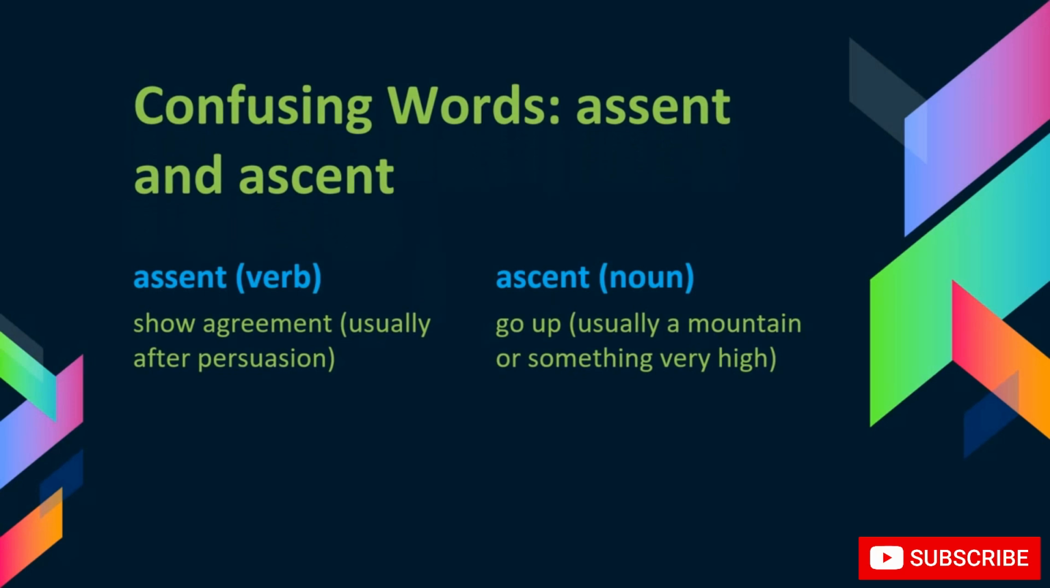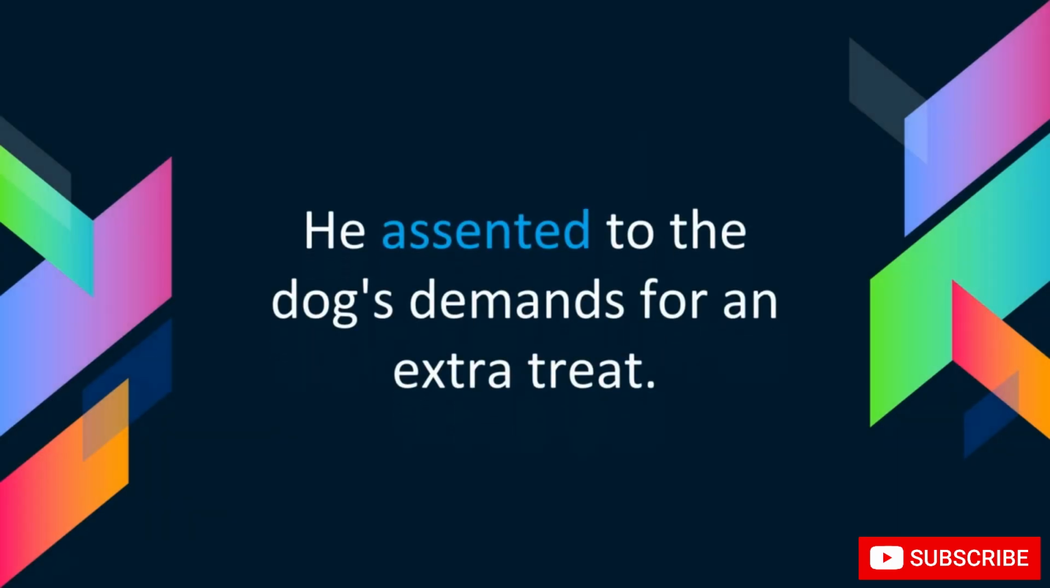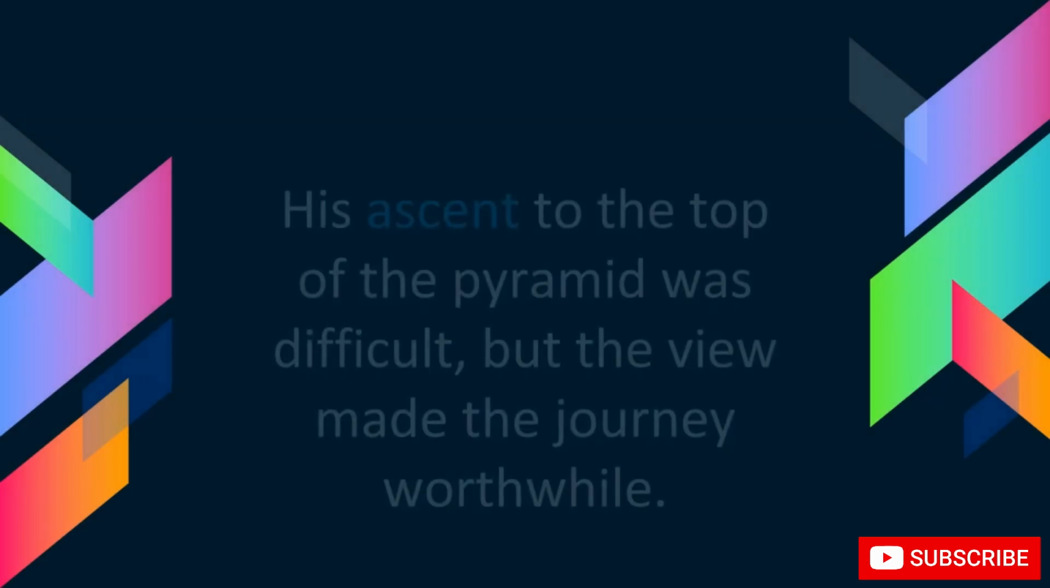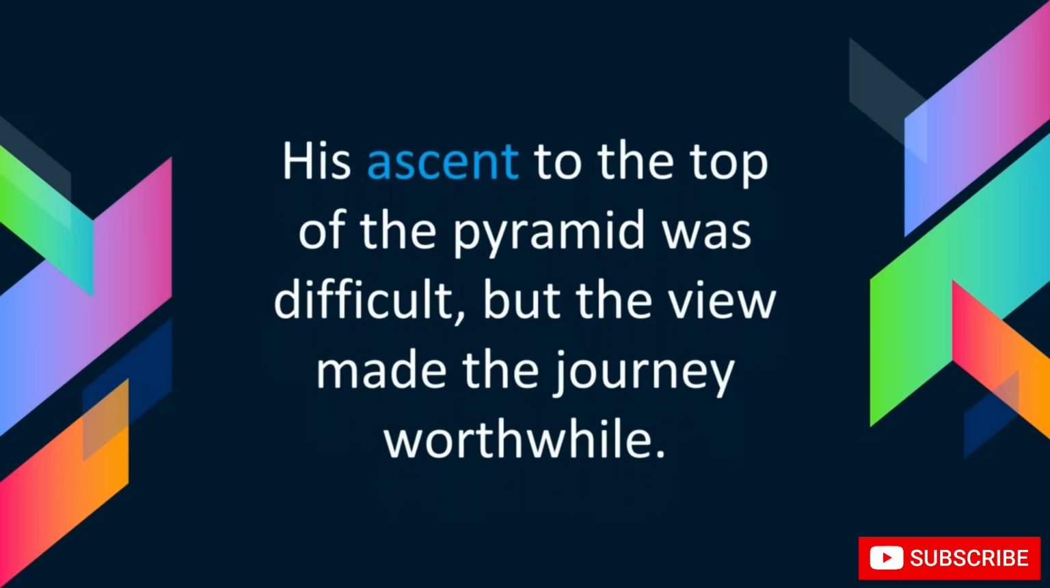And now we have our confusing words of the day, the verb assent and the noun ascent, which are spelled differently. As a verb, assent means to show agreement, usually after some persuasion. As a noun, ascent means to go up, usually a mountain or a pyramid or something very high. He assented to the dog's demands for an extra treat. His ascent to the top of the pyramid was difficult, but the view made the journey worthwhile.